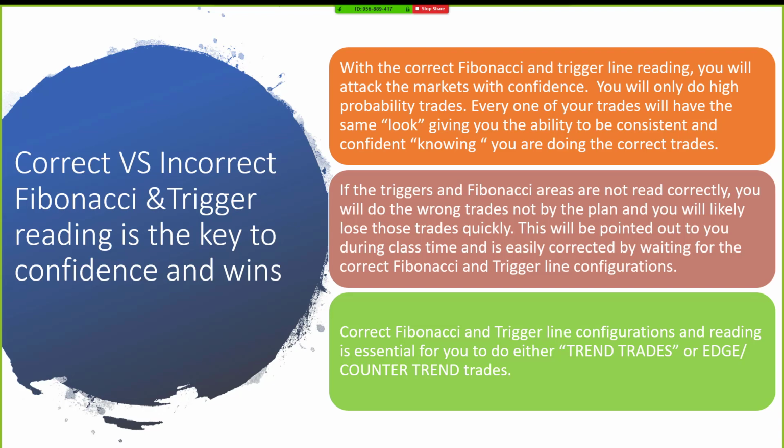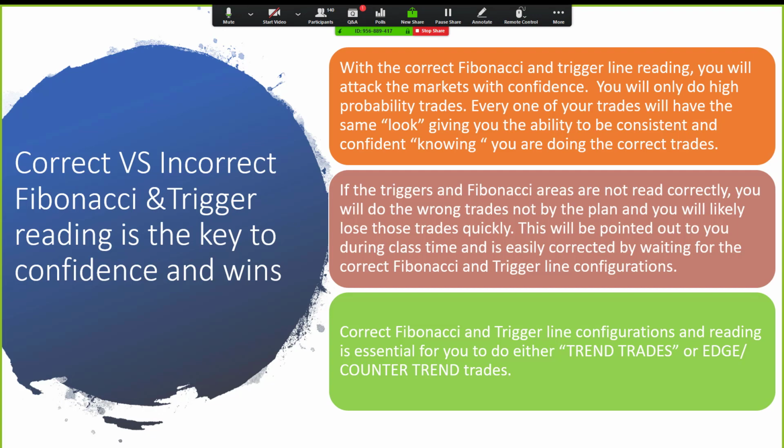With the correct Fibonacci and trigger line reading, you will absolutely attack the markets with confidence. You will only do high probability trades that have 70 or 80% chance of winning. Every one of your trades is going to have the same look. And again, I think that's where a lot of traders have most of their difficulties: they play roulette with their trades, and they don't always have the exact same look. When you can do the same trade with the same look at the same area with the same triggers every single time, you'll have complete confidence.